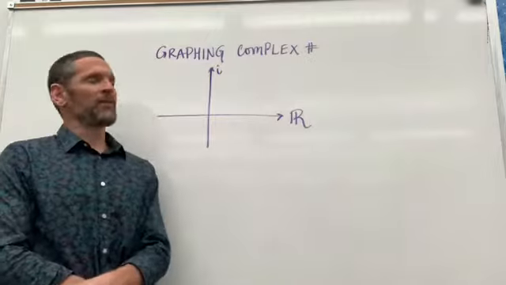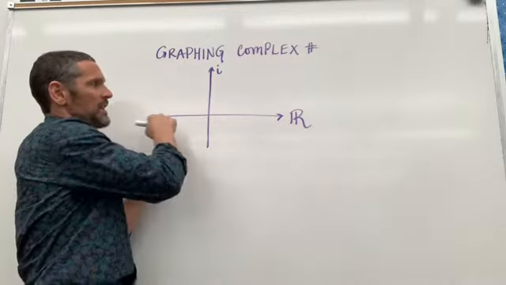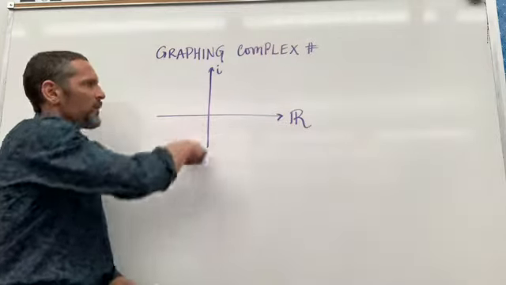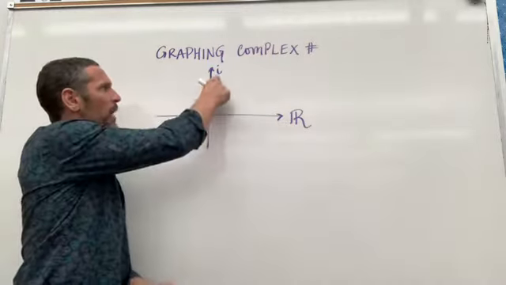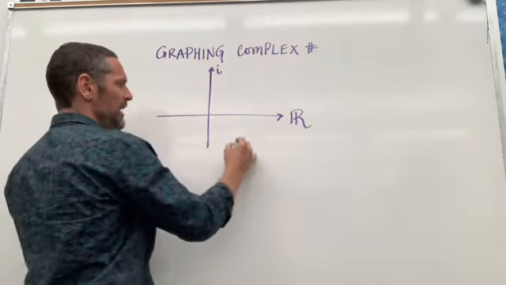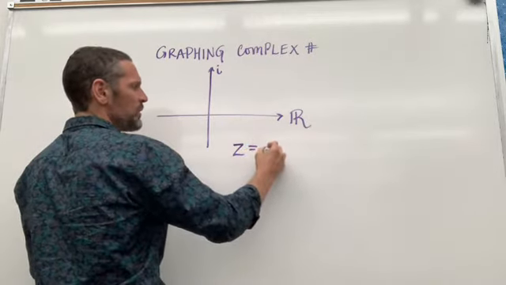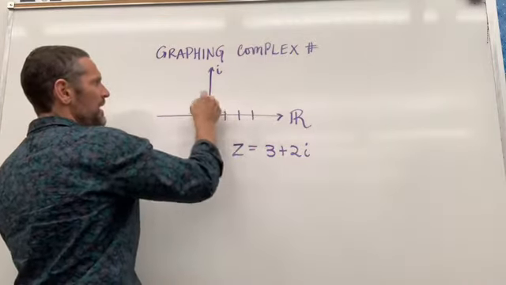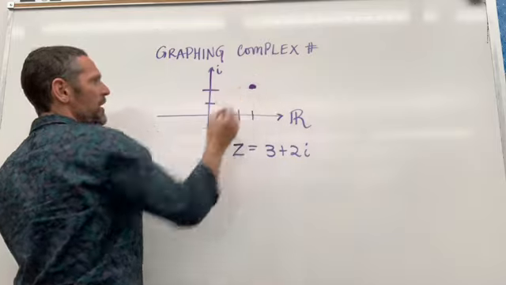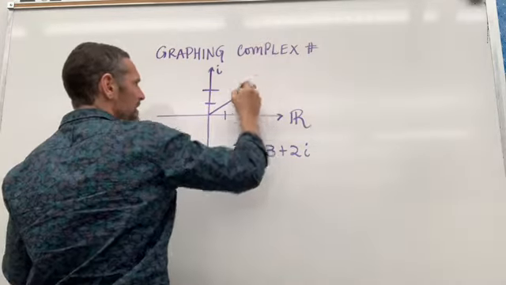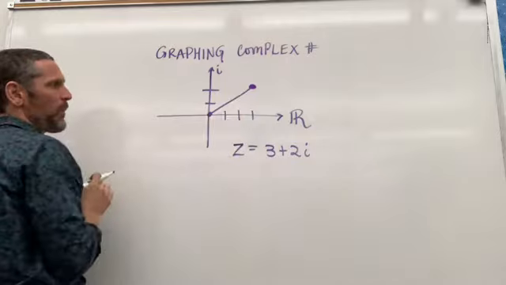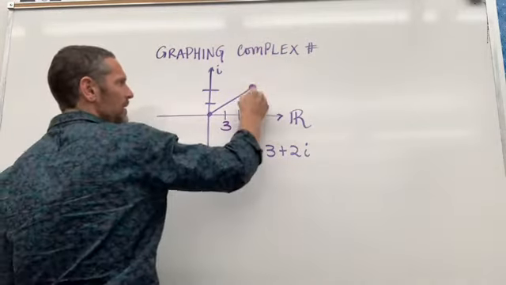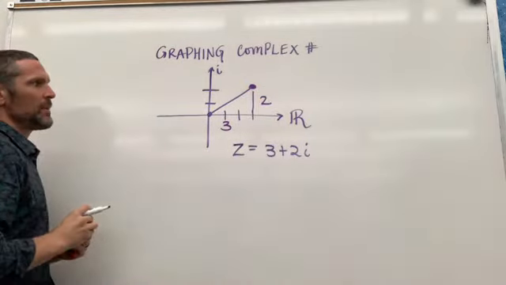If we're going to graph complex numbers, we want to set the x-axis or horizontal axis up as the real axis, and the vertical axis or the y-axis will now be the imaginary axis. So if I asked you to graph z is equal to 3 plus 2i, that would be over 3 and up 2. And there would be our point, 3 plus 2i. That means we're going to go over 3 in the real and up 2 in the imaginary.